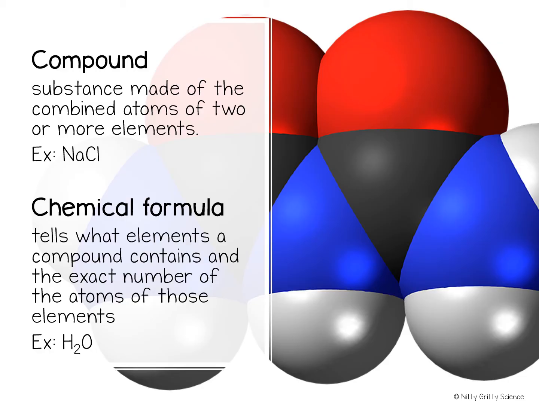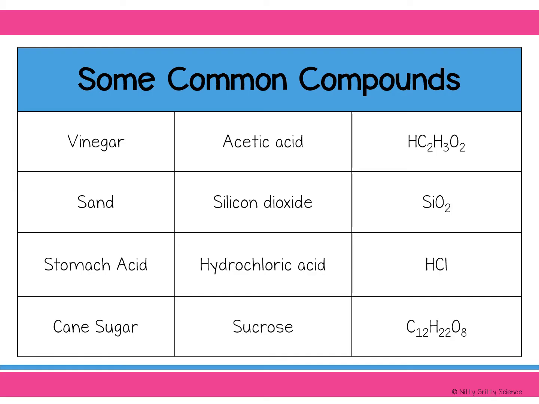This formula contains the symbols H for the element hydrogen and O for the element oxygen. But notice that the number 2 is written after the H for hydrogen. That number 2 represents that there are 2 atoms of hydrogen. This table looks at some familiar compounds and shows you their chemical formulas. Let's take a look and see if you can determine the elements and the exact number that make up each formula. The top compound here is acetic acid, also known as vinegar.